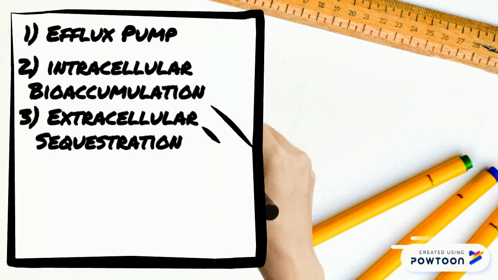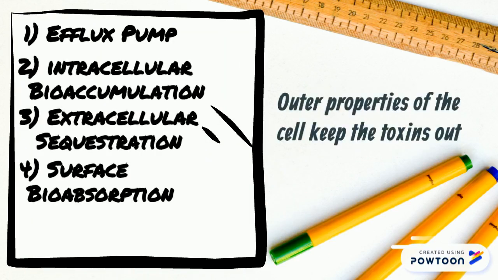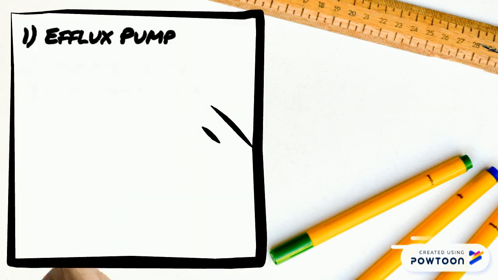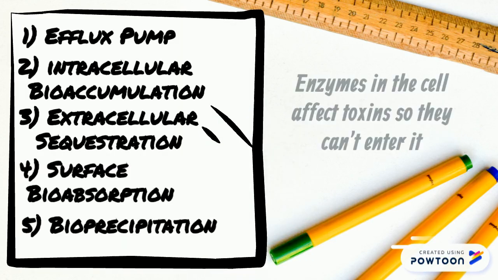Surface bioabsorption is another method for bacteria to resist heavy metals. This is where the cell wall keeps the metals out of the cell. The outer layer charge helps accumulate the metal on the outside of the cells and make it too big to come in. The last of these mechanisms is bioprecipitation.